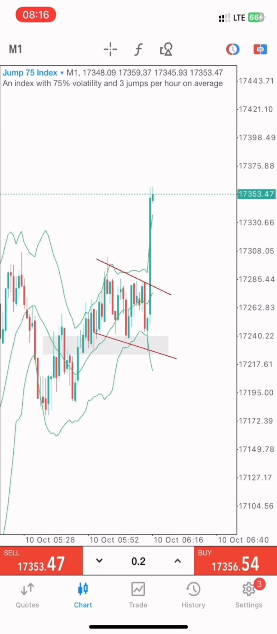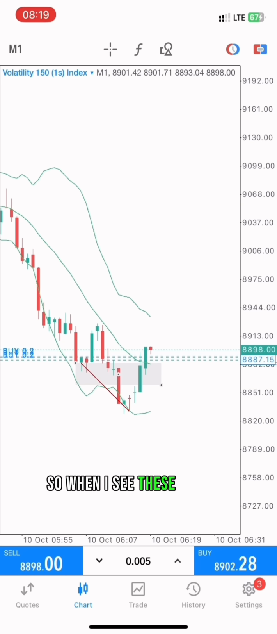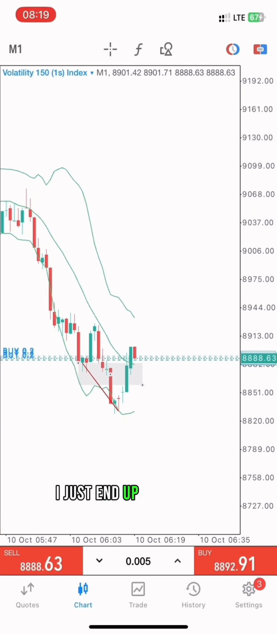But as I'm entering this kind of trade, you don't need to do anything. You just need to buy, because there's a lower low, which means it will respect it by retesting, then continue going up. So when I see this kind of thing, I just enter full margin.